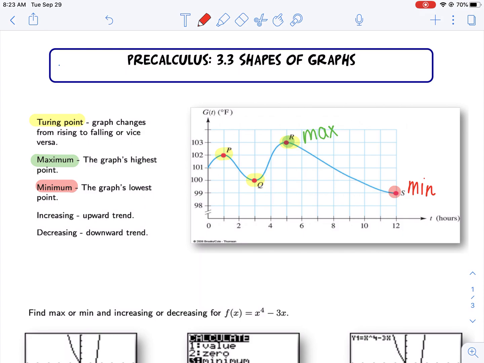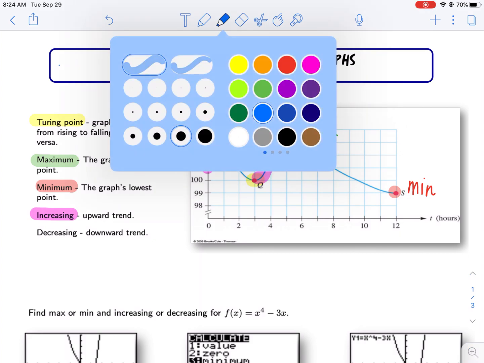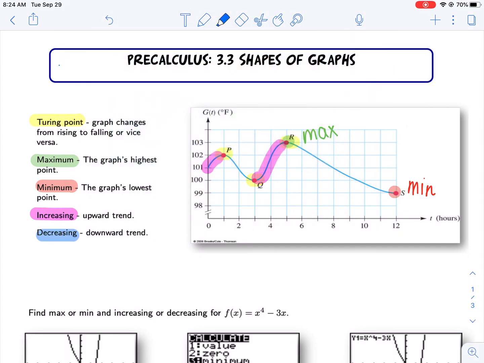Next is increasing. Any part where the graph is increasing, which means you're just on an upward trend. So increasing would be like this part of the graph from Q to R. That's when as you read left to right, it's going up. Hopefully then you realize decreasing is just the opposite of that. It's where it goes down as you read left to right. And those would be your decreasing points. Okay, so a lot of vocab here. Pretty much self-explanatory, but you just want to watch out for max and min.